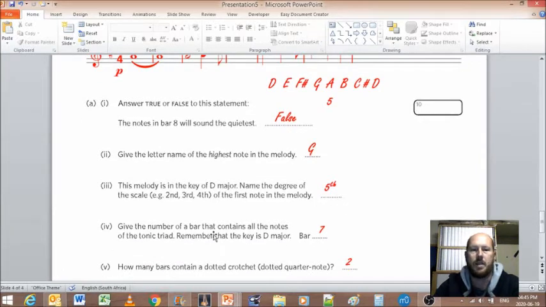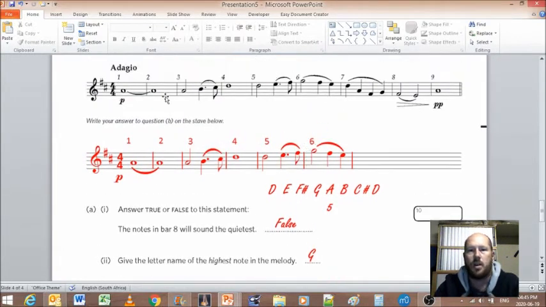Okay, give the number of the bar that contains all the notes of the tonic triad. So we need to know what is the tonic triad for D major. Now it's pretty easy. We can use our hand here. A triad is made up of a 1, a 3, and a 5. So what are those notes? D is 1, E, F sharp is 2, G, A is 3. So the tonic triad for D is D, F sharp, and A. So which notes have D, F sharp, and A? Well, it's obviously not that, not that, not that. And let's take a look here. We have our D note here, we have our A note, and we have our F sharp.